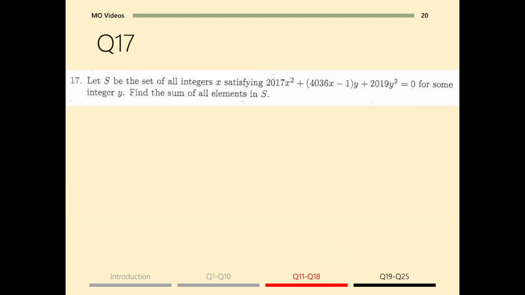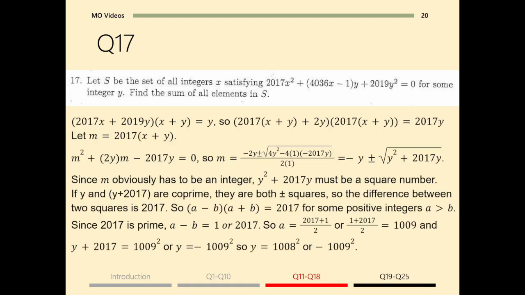Question 17. Feel free to pause and solve. Now you could try to solve this as a quadratic in x or y, but that would be extremely complicated and the discriminant would be quite complex. So we try and simplify it first. So we move one y to the right hand side so that the left hand side is very neatly factorizable.